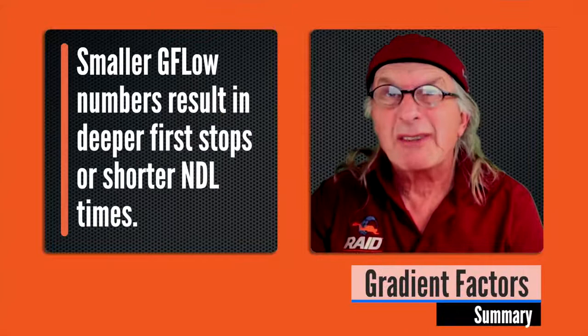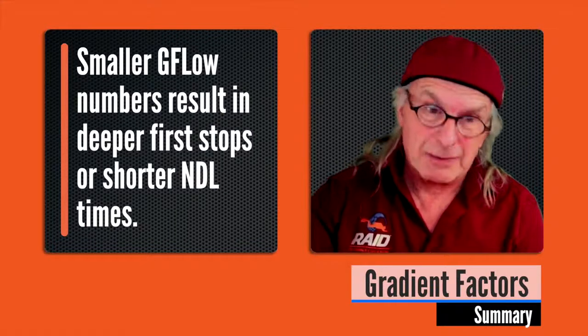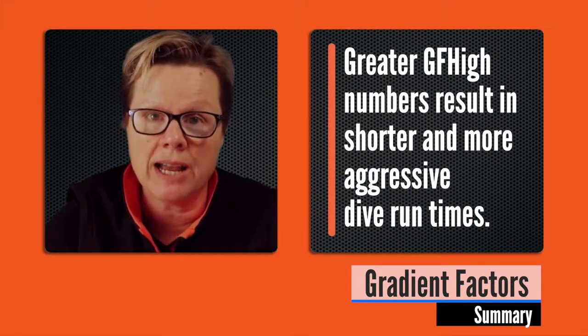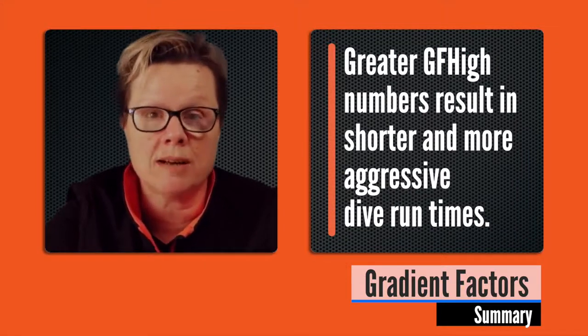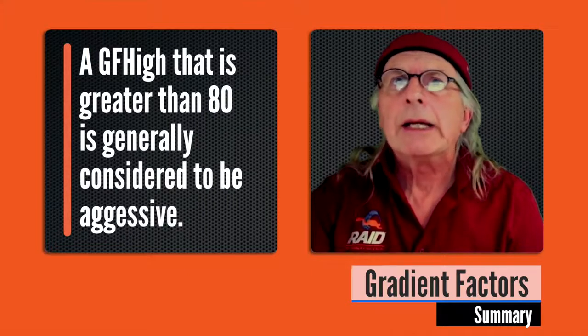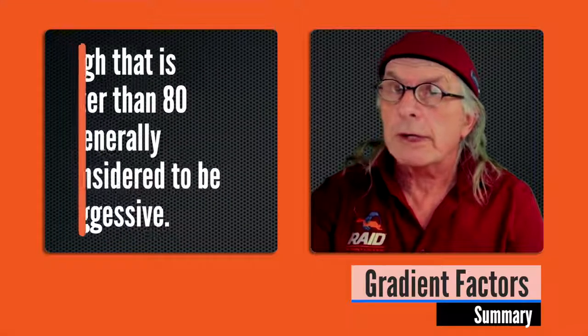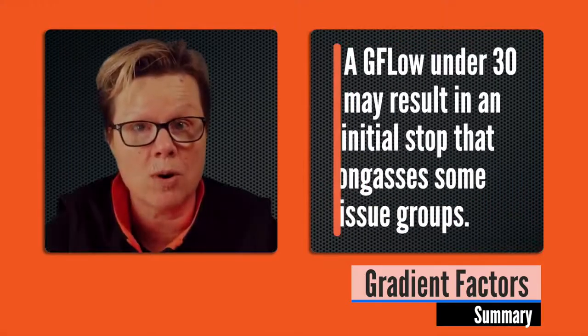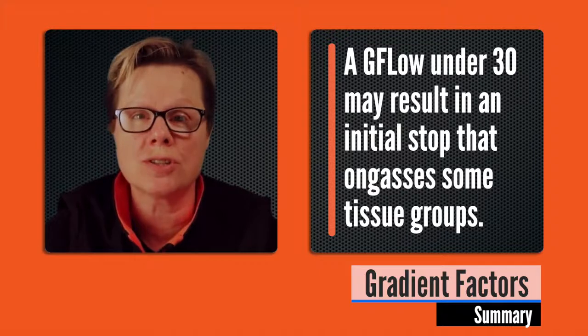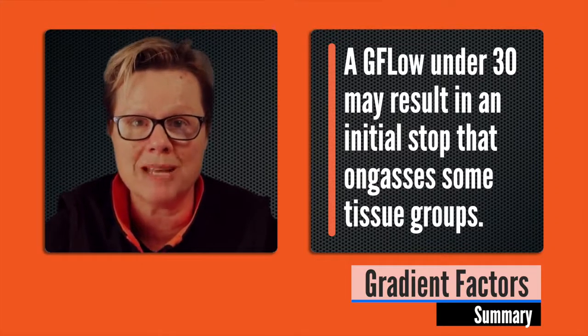So in closing, a few overall generalities to consider. One, the smaller the GF low, the closer to the bottom the algorithm is going to call for that initial stop. Two, the greater the GF high, the shorter the overall run time of the dive. Three, a GF high greater than 80 is considered an aggressive choice. And four, a GF low of less than 30 may result in an initial stop that's so close to the maximum depth that on-gassing continues.